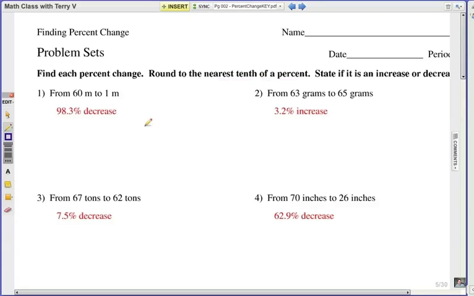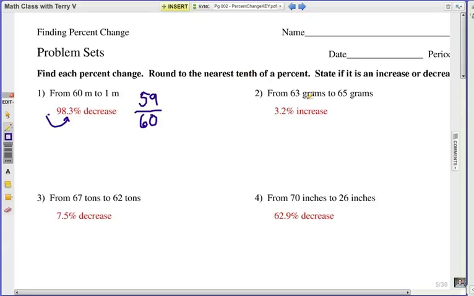All right, let's take a look. Number one, how did we get that? Well, the difference is going to be 59, right? So you got 59 meters, and you're going to divide it by the original, which is 60. Okay, after you divide, you're going to get 0.983 and then round it to 98.3%.